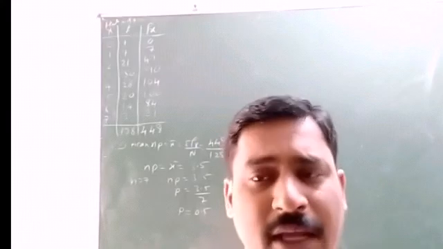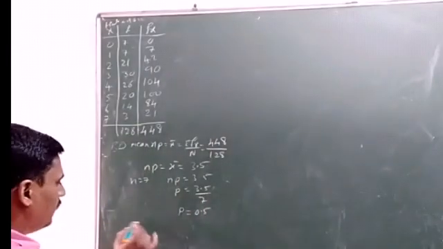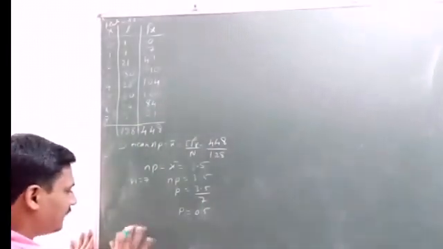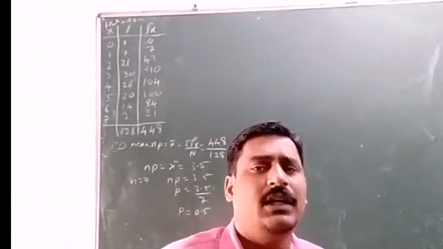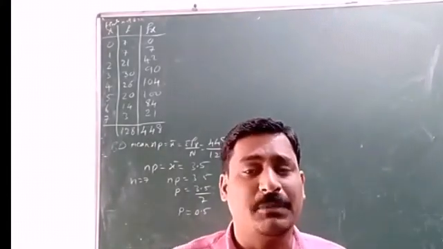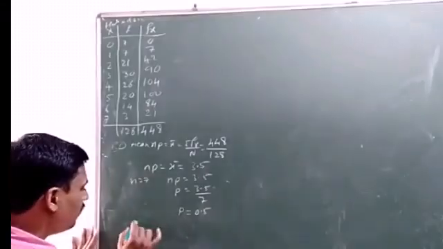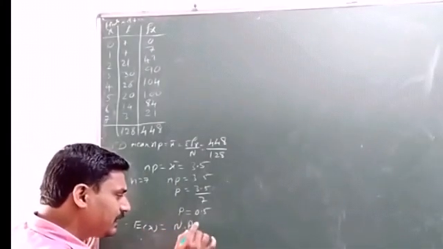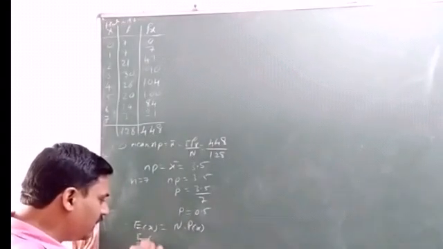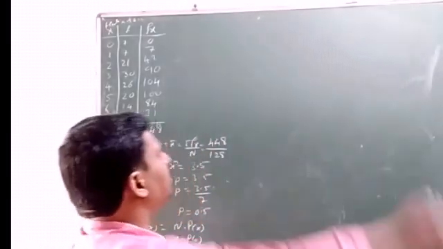Now we need to calculate the theoretical frequencies. So how to calculate them? In the theoretical distribution chapter we use Tx for theoretical frequencies. Here we are using the word expected frequencies, Ex. So instead of Tx we'll take Ex. So E of x is equal to n into P of x. So E of 0 is equal to n into P of 0. How do we calculate P of 0?